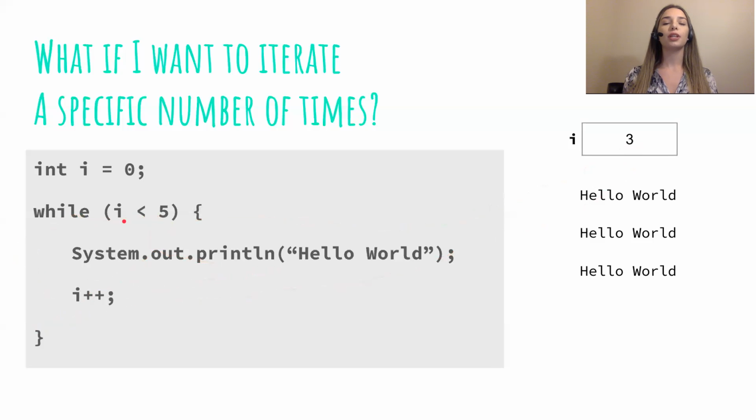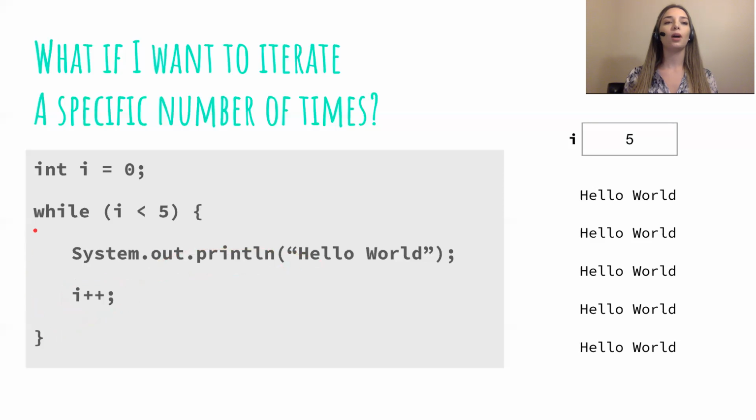We jump up, we check is 3 less than 5? The answer is yes, so this is true. We print out hello world one more time. We add i++, and i becomes 4. Now we jump up here. Is 4 less than 5? Yes, so we jump into the code, we print out hello world, and we increment i one more time. Here we have 5 for i.